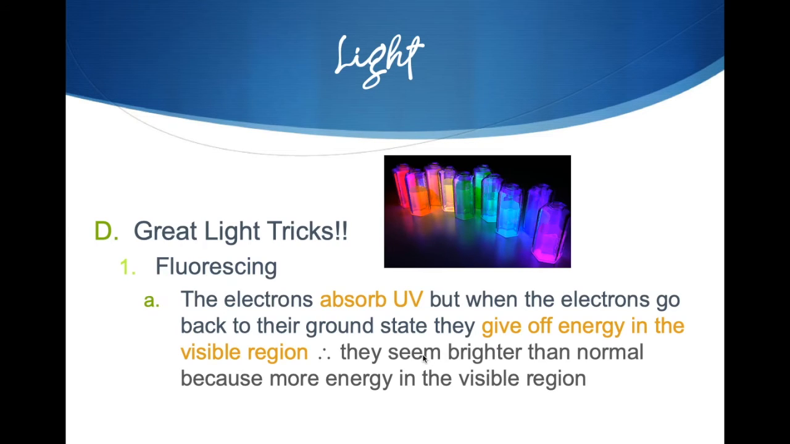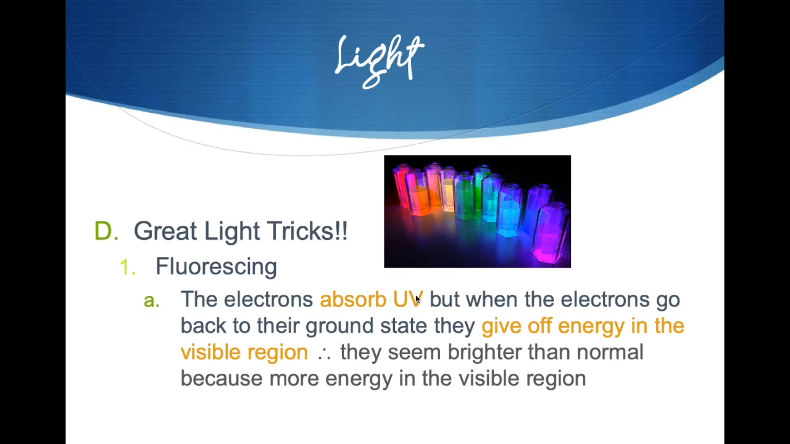If you've ever done black light bowling, or if you have black light paint on a poster in your bedroom, or there are fluorescent materials in laundry detergent, so clothes look brighter when they're out in the sun or in really bright lights. They seem brighter than normal because there's extra energy in the visible region as the electrons fall back to their ground state. So with the black light, when it is there, the electrons absorb that. So that was the chalk.